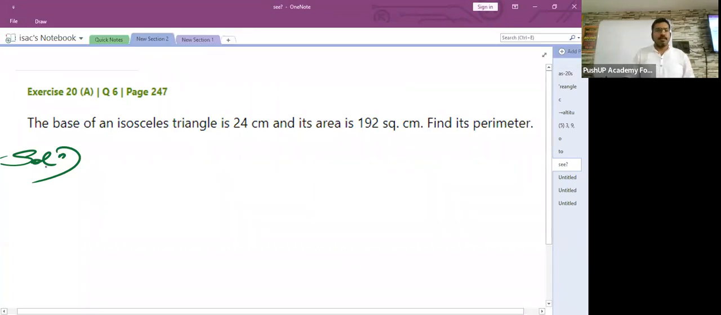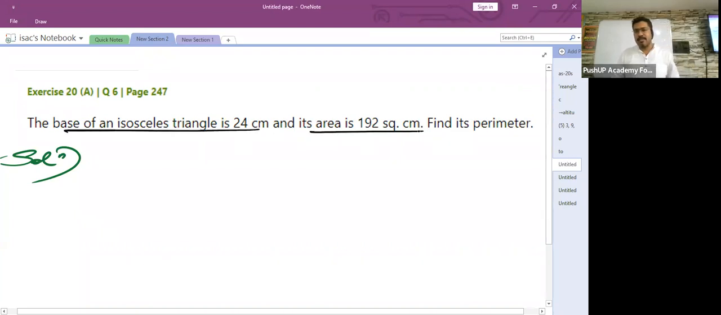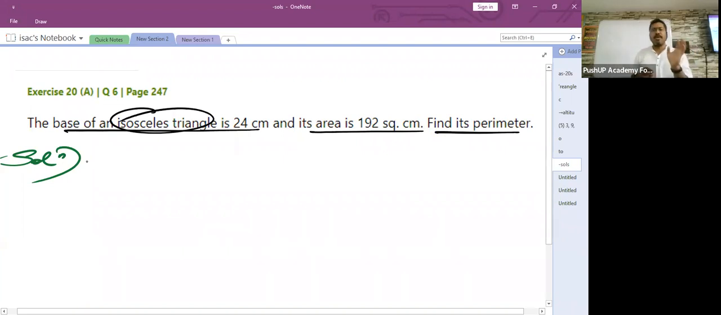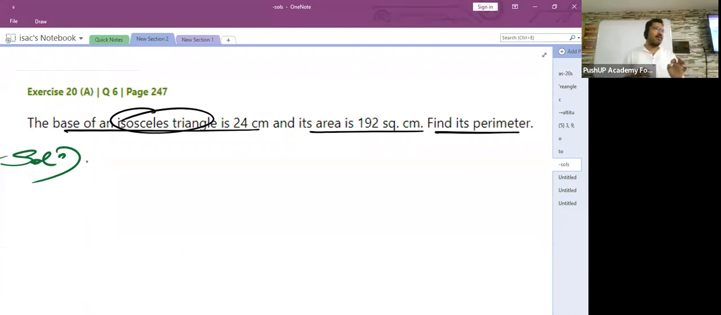Let's do it. The base of an isosceles triangle is 24 and its area is 192. Find its perimeter. All right. So we are going to deal with which type of triangle? Isosceles triangle. So how many different triangles have we already covered, children? I think 3 we have covered. One is a right angle triangle. How do we find the area of a right angle triangle? 1/2 into base into height.